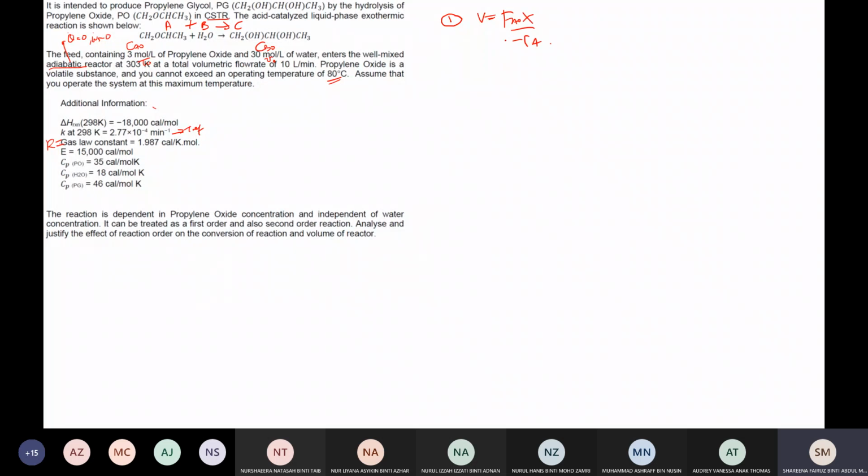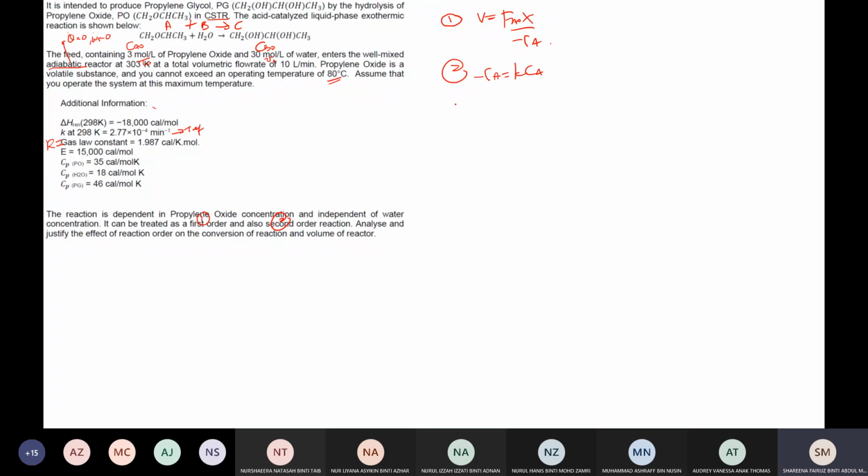Then the second part is of course you have to relate with the rate law. In this case, the question asks you to first treat it as first order, and second as second order, so you have to do it one by one. For the first order, negative RA is equal to KCA.